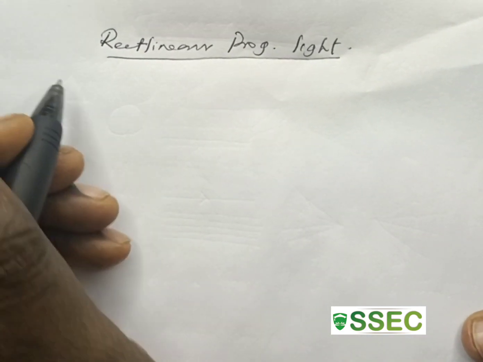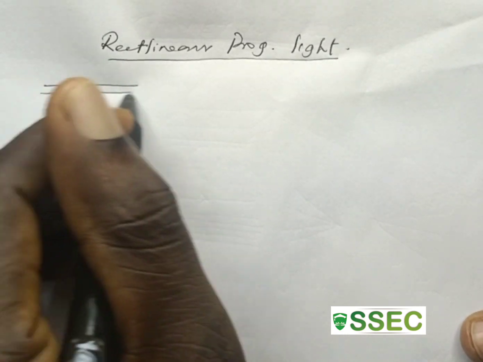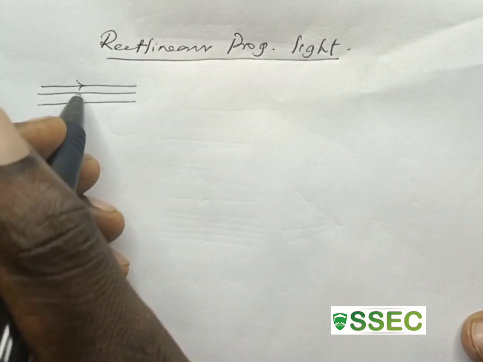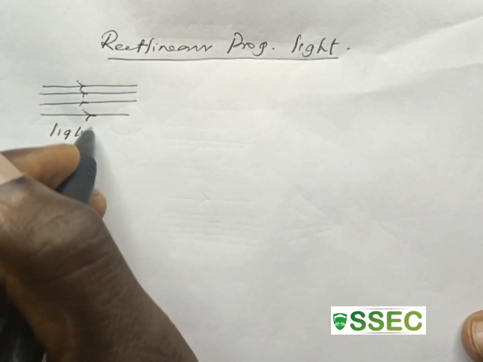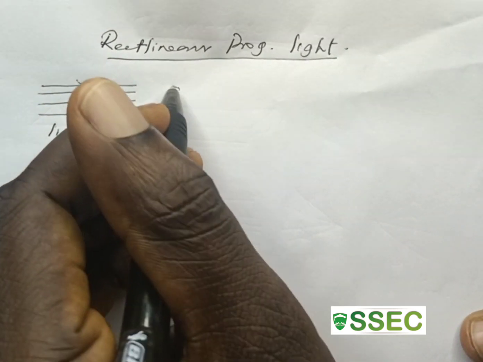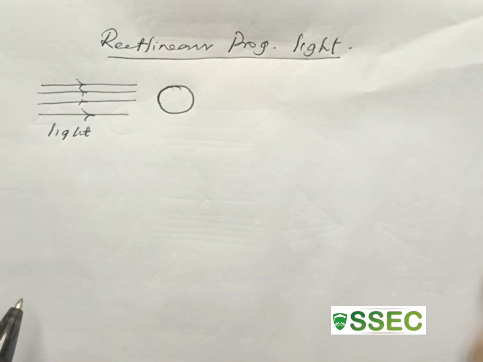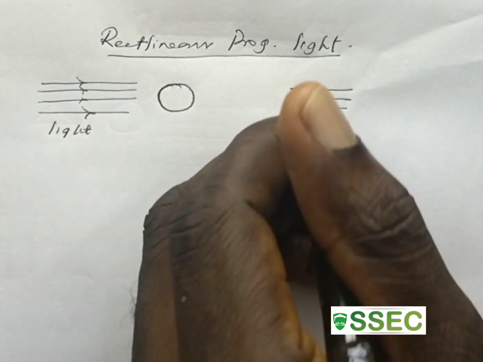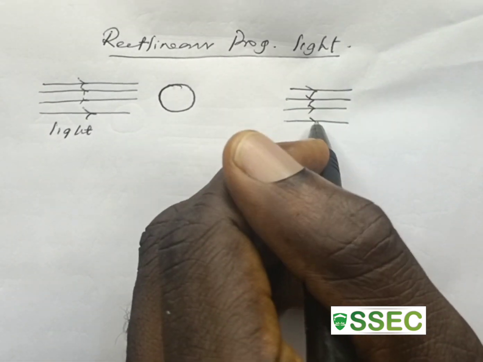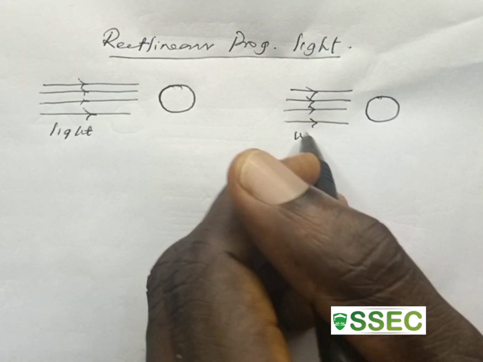If we compare light to water, let's take for instance, light is traveling like this. This is a traveling of light wave. And we have a spherical obstruction in front of it. And let's take another sample of water wave with a spherical obstruction ahead of it.